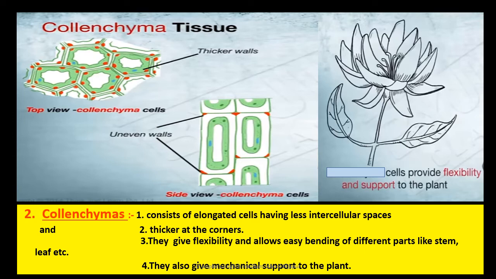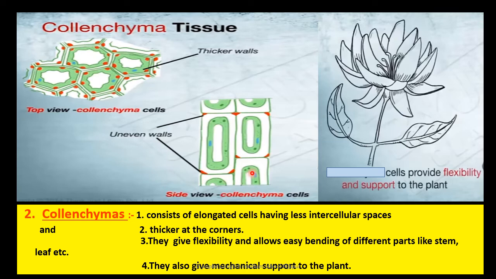As you see, the collenchyma consists of elongated cells having less intercellular space. Less intercellular space between the two cells. There is no space or less space available. So thicker at the corners. They are marked with this red color. At the corners you can see they are thick.